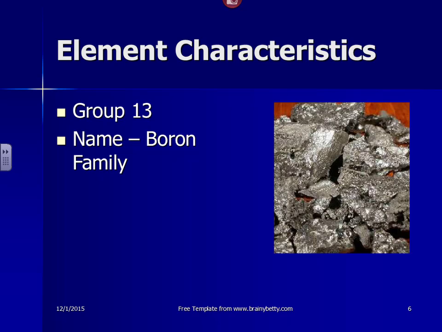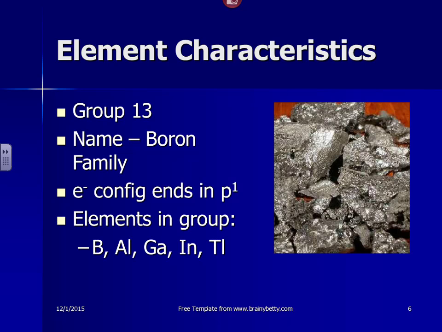Here is a picture of boron, by the way. I actually don't have this one to show you, but boron is a metalloid, so it shares properties of both metals and nonmetals. The electron configuration for this group ends in p1. Elements in this group that we should be aware of include boron, aluminum, gallium, indium, and thallium. Please note that is Tl, not Ti.